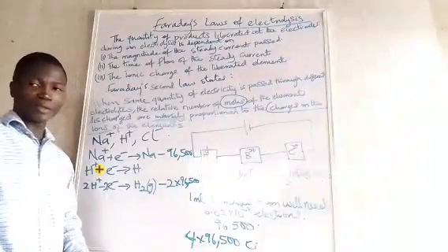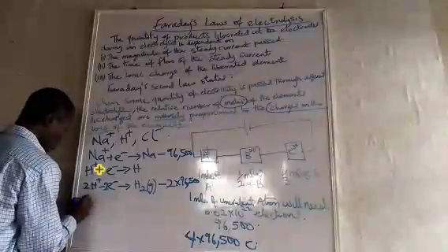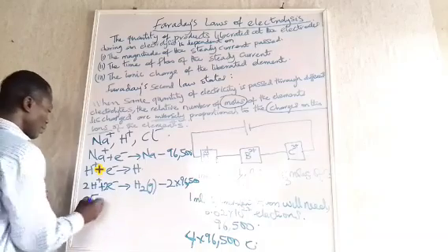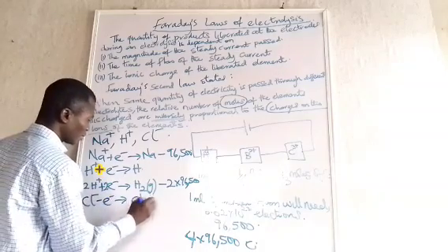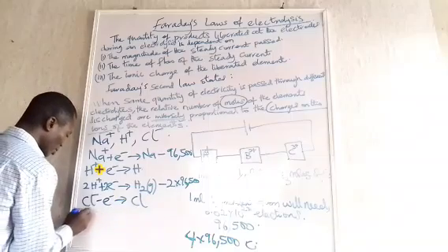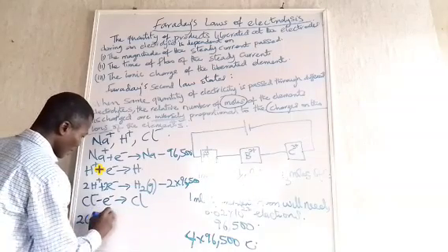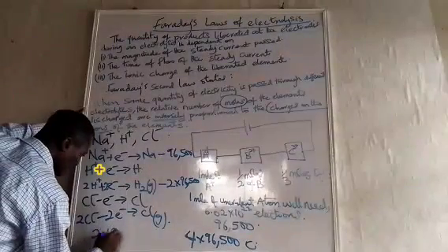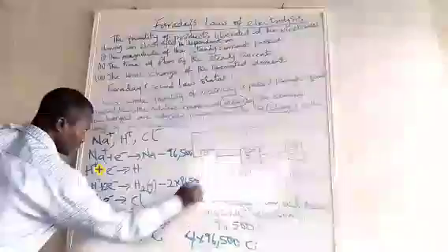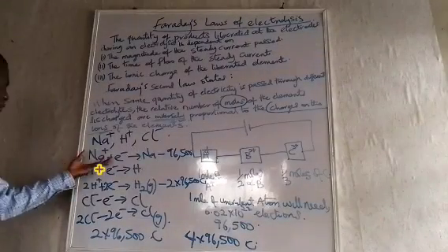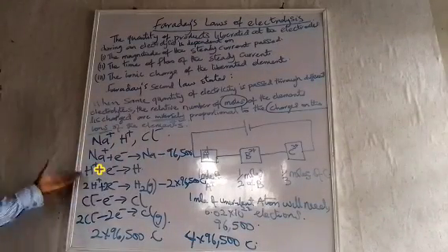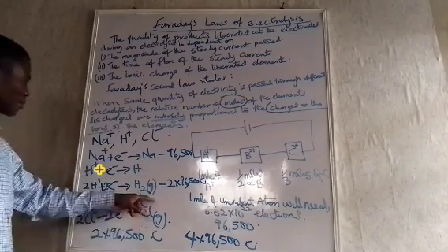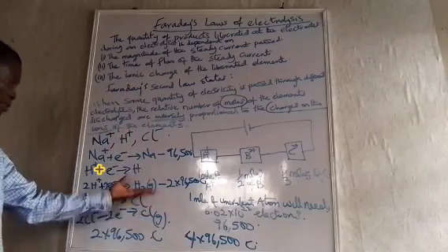Just like when I calculated that of oxygen. Look at this one too. Sorry, this one should be Cl- minus e- to give me Cl. And this one cannot exist alone. So I can have it like this: 2Cl- minus 2e- to give me Cl2 gas. So you can see 2 times 96500 coulomb. What I'm trying to show you is this. If it is just ordinary sodium, you need 96500. But for this one, you will need 2 times because of the way they exist in nature.